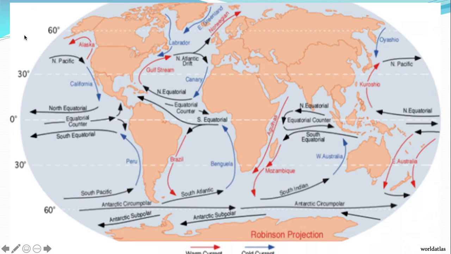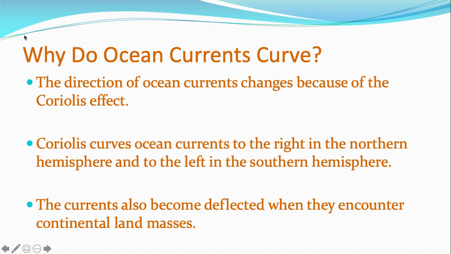If you take a look at these ocean currents, you'll notice that many of them curve. But why do ocean currents curve? The direction of ocean currents changes because of something called the Coriolis effect. Coriolis curves ocean currents to the right in the northern hemisphere and to the left in the southern hemisphere. It's all about the spinning of the Earth. The currents also can become deflected when they encounter continental landmasses.